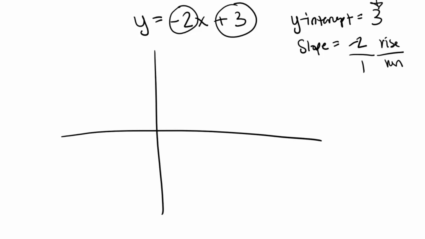So our starting point, or our y-intercept, is at 3. So I'm going to go up 1, 2, 3, point there. And then the slope, because it's negative 2, I'm going to go down 2, and then over 1. Down 2, over 1. Down 2, over 1. And I can go up 2 and backwards 1. And up 2 and backwards 1. And then I can draw my line. Oops, that was not straight at all.